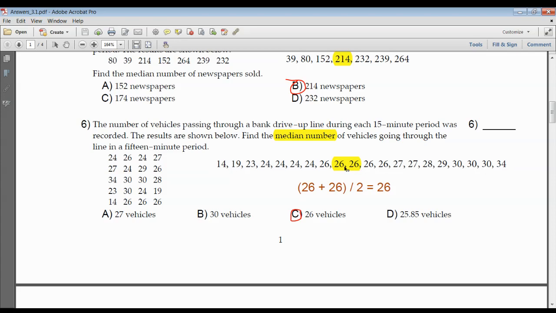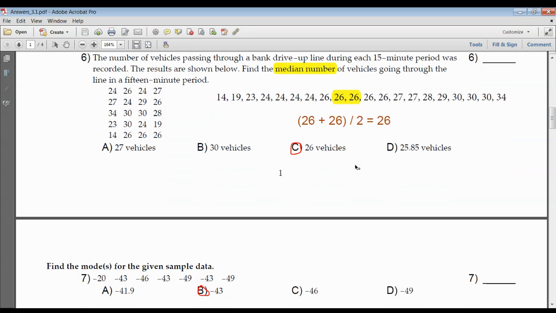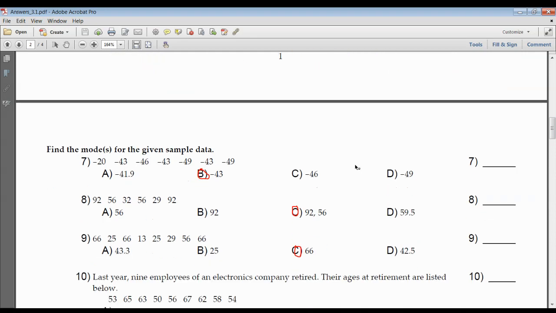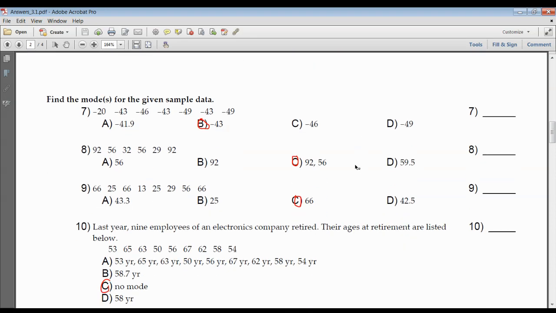and then there were 2 middle numbers. Since there were 20 numbers, 20's even, so you had 2 middle numbers: 1, 2, 3, 4, 5, 6, 7, 8, the 9th and the 10th. All right. 26 plus 26 divided by 2 is 26. There's your median. Mode is probably the easiest thing going.